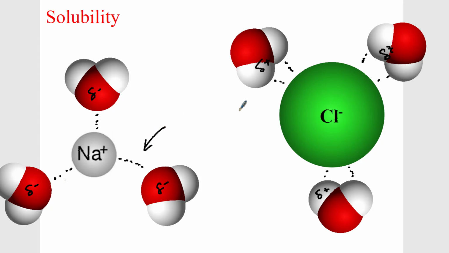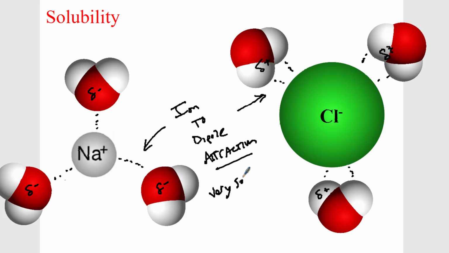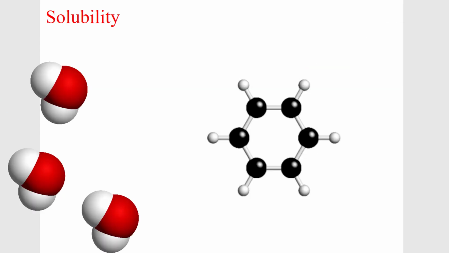We call these attractions ion to dipole attractions. So the salt dissolved in water, it's very soluble in water because it can form ion to dipole attractions. And that makes sense, an ion to a dipole. And that is the attraction.